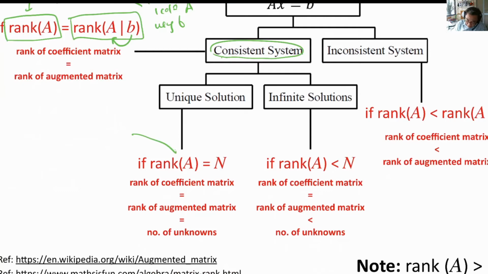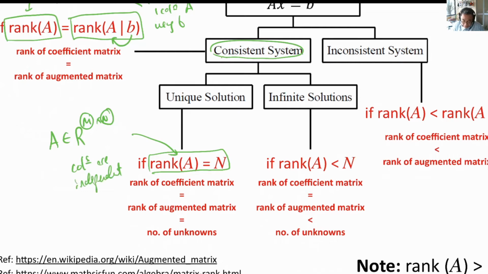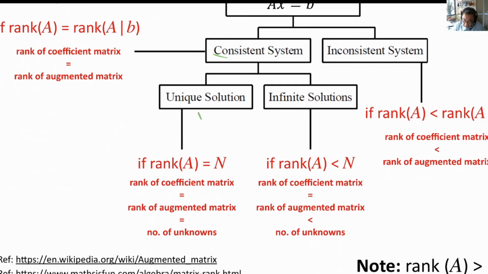In the situation when A is an M by N matrix, if the rank of A equals N, it means that all the columns are independent, and not only that, the number of columns that are independent equals N. Therefore, its rank is also equal to N. And when this happens, there is only one x that will make Ax equal B. So we call that the unique solution. That is, x is unique.